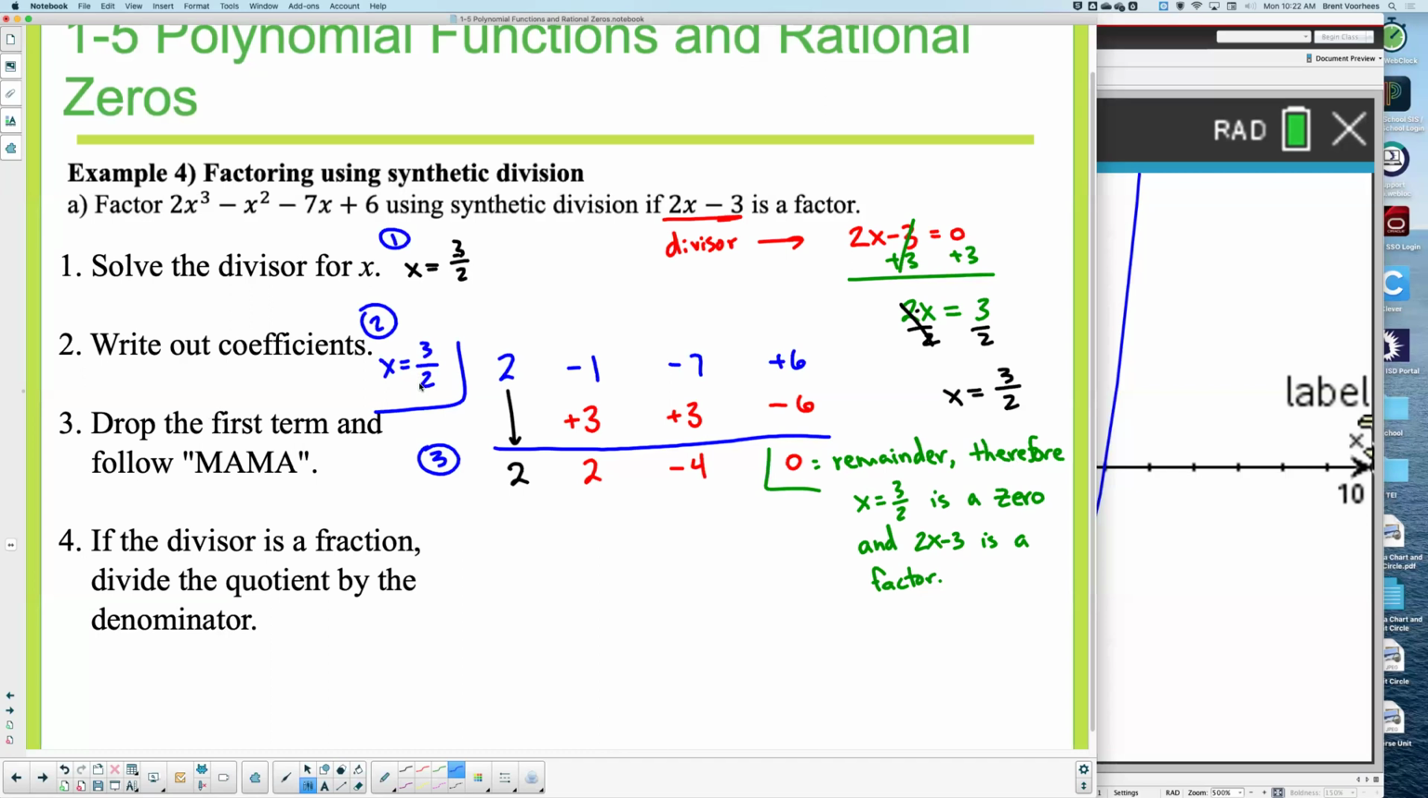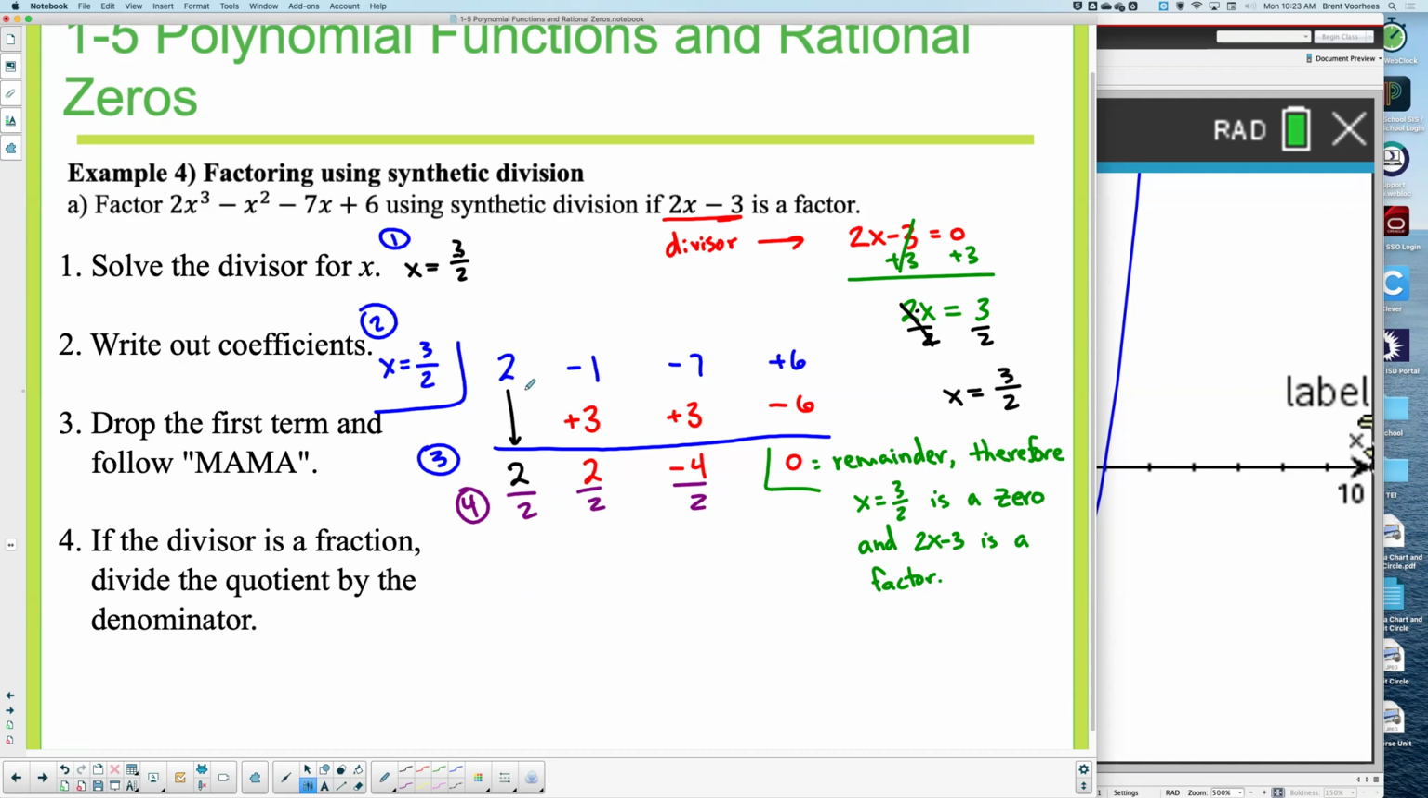Okay, so since this is a fraction, what you do last, step 4 here, is I'm going to divide all this by the denominator. What's my denominator of my divisor? 2. Everything gets divided by 2 except the remainder. You'll never touch the remainder.